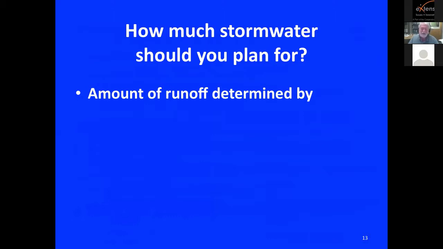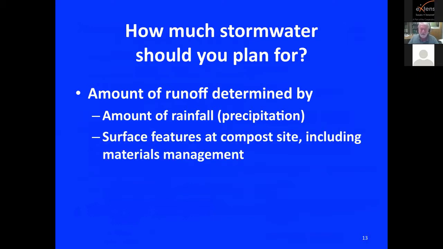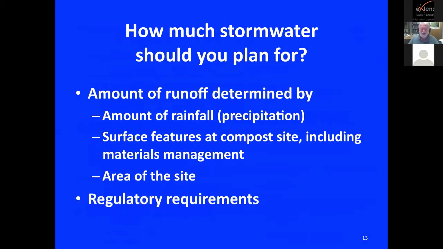There's several things that determine runoff amounts. One is the rainfall, obviously. You can't get any more runoff than what you put on. The surface features of the compost site, which might include the materials that you're using. The fresh turned compost takes up water pretty easily. Once it's been rained on, it seals off better and sheds more water. The area of the site controls how much total volume comes off. It also tells you how long it's going to take before you're seeing the maximum amount of water. And there's all kinds of regulatory requirements that control this.